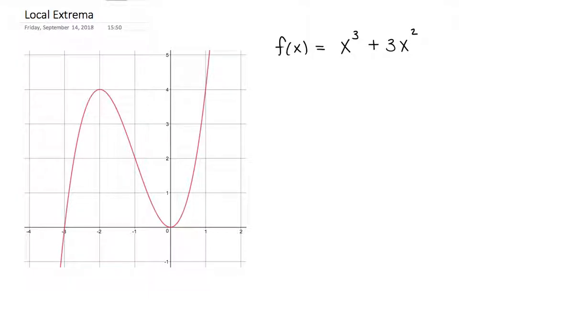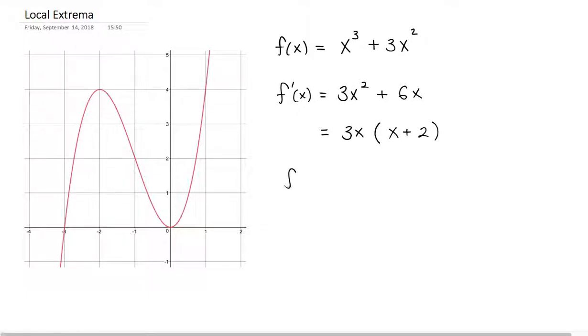So the first thing I'm going to do is find the derivative. f prime of x is equal to 3x squared plus 6x, and I'm going to factorize this: 3x times the quantity x plus 2. So when is f prime of x equal to 0? Because these are critical numbers.